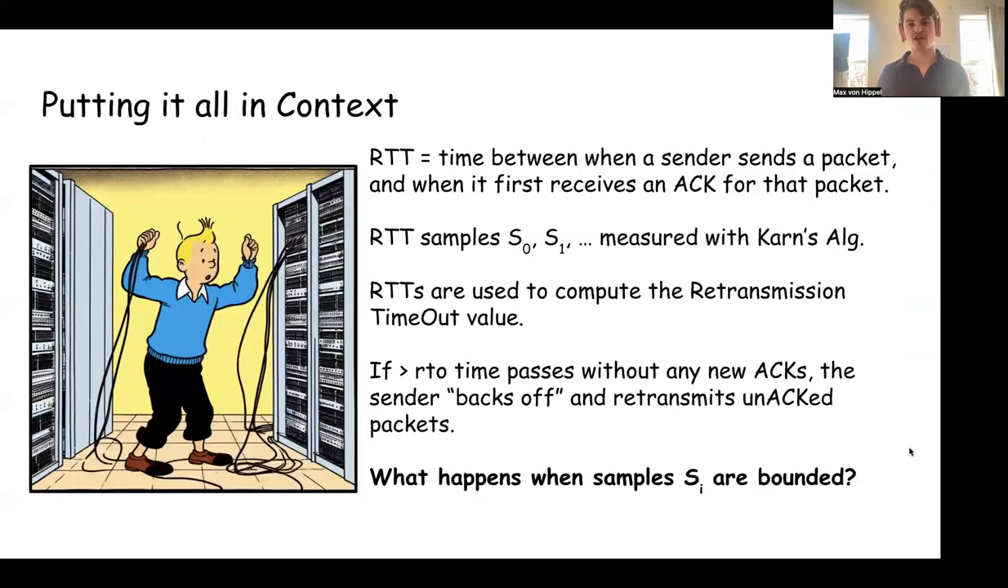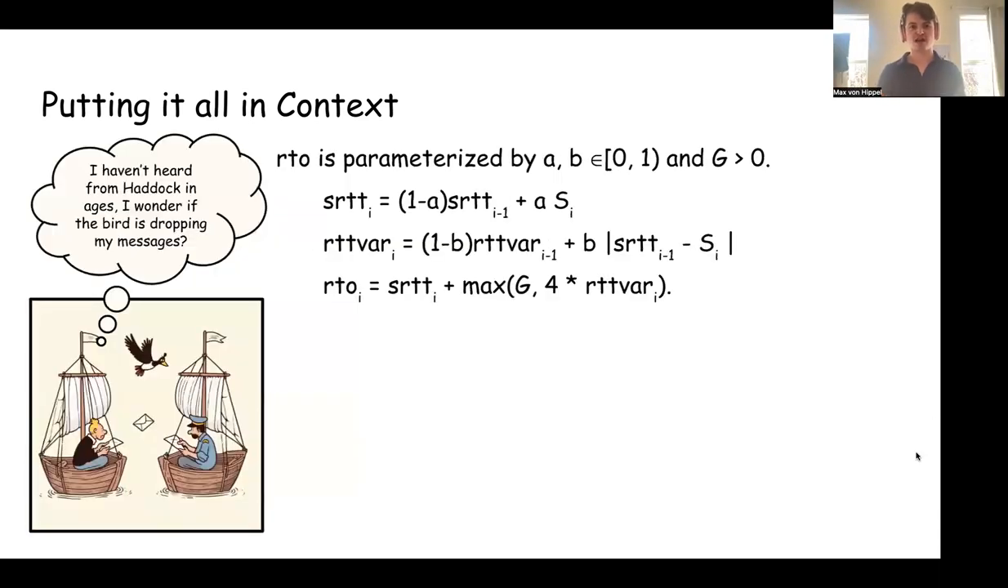So putting this all into context, I'll remind you that the RTT was the time between when we send a packet and when we get some confirmation that the packet was delivered. And we measure RTT samples using Karn's algorithm, and then we use those to compute this retransmission timeout. And if more than that much time passes without new ACKs, the sender backs off and retransmits unacknowledged packets. So we ask the question, what happens when the samples are bounded, which leads us to these proofs I just showed. The actual computation of the RTO looks like this.